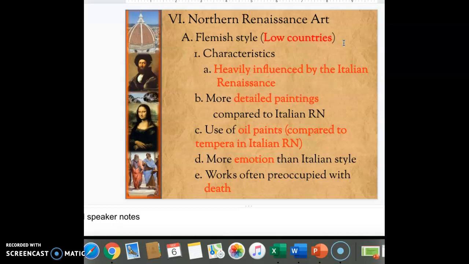The works are often preoccupied with death. That's another characteristic of these Flemish artists that we're going to take a look at. So more emotion, and this subject matter preoccupied with death is going to be very evident. There are two Flemish painters that we're going to take a look at, for example.